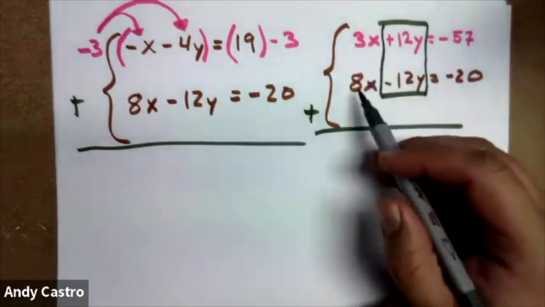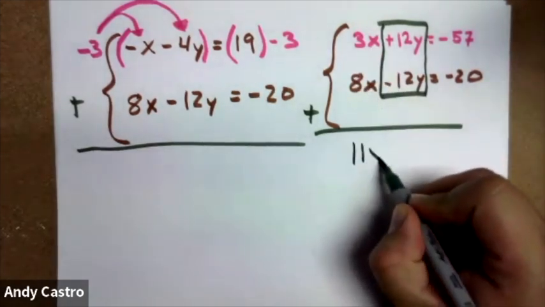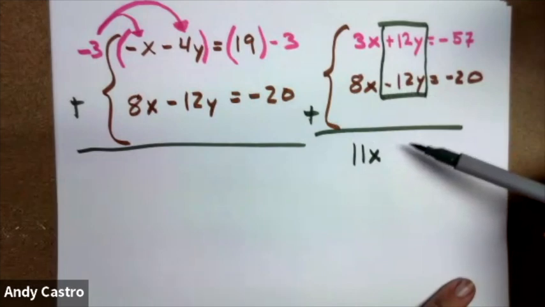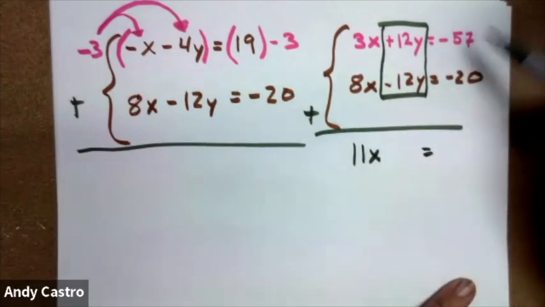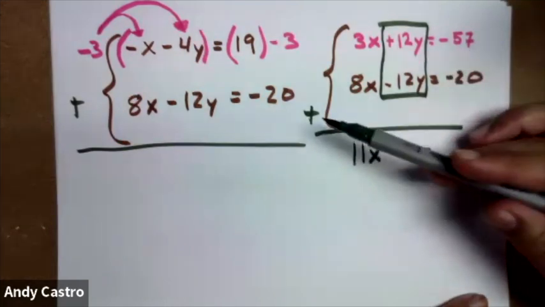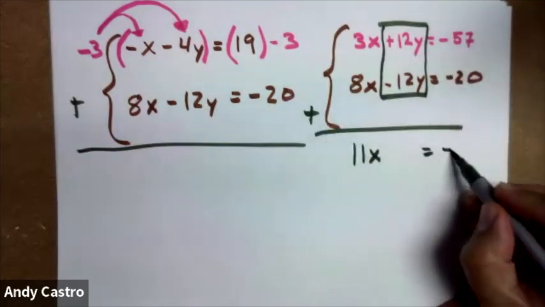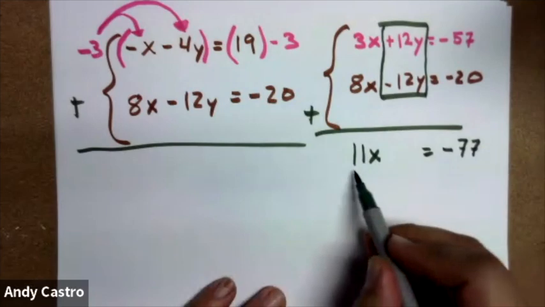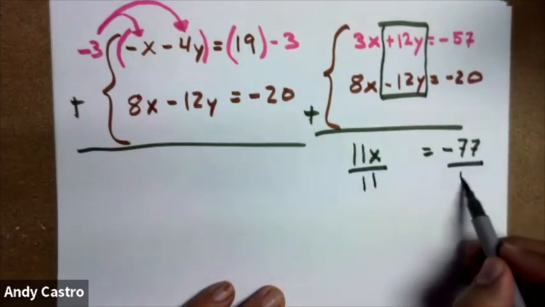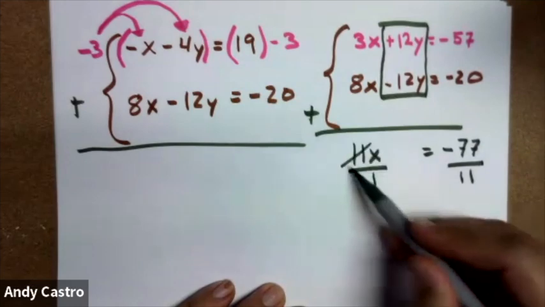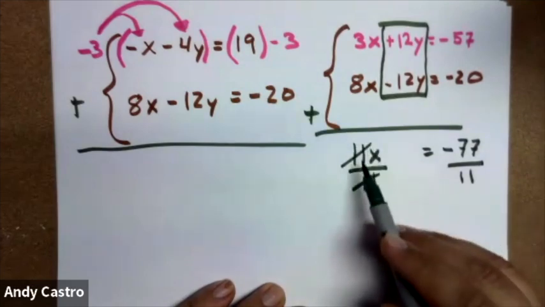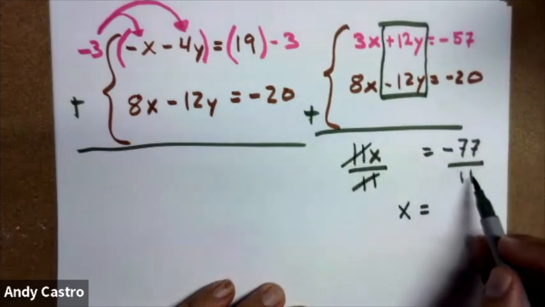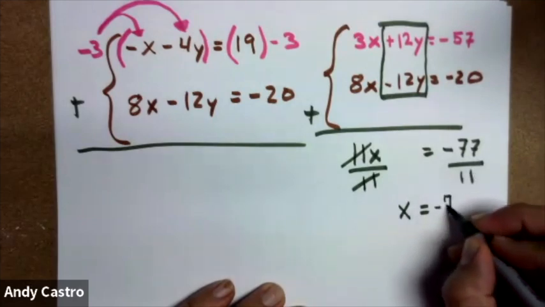So here we have 3x plus 8x. That's going to give me 11x. Positive 12y plus negative 12y gives me 0. That's eliminated. And then here, negative 57 plus negative 20 gives me negative 77. All right, then I'm going to divide both sides of this equation by 11. The 11's simplify to the number 1. 1 times x is x. And negative 77 divided by 11 is negative 7.